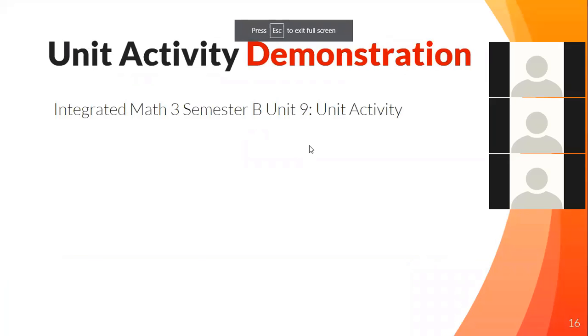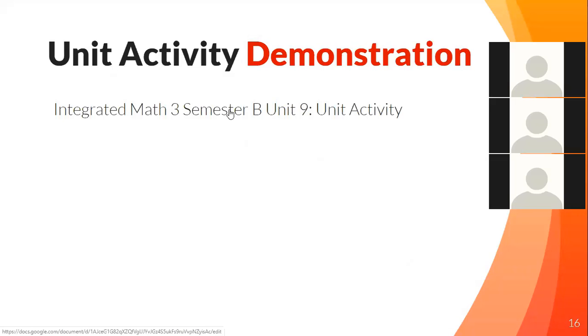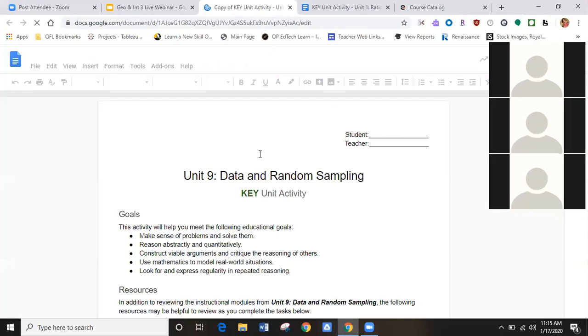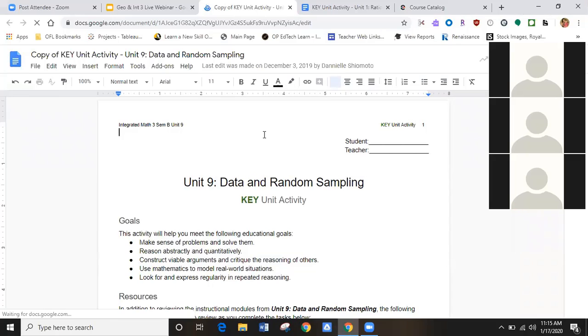Okay, and then our unit activity today is going to be Integrated Math 3 Semester B Unit 9. The reason I chose this one is because this is a probability one, and it is also one that we used in Algebra 2. It's actually the same activity. So if you either assigned Algebra 2 or you're going to assign Integrated Math 3, this is the same unit activity, and bonus, you get to kind of go over it with me. Okay, so this is on data and random sampling.